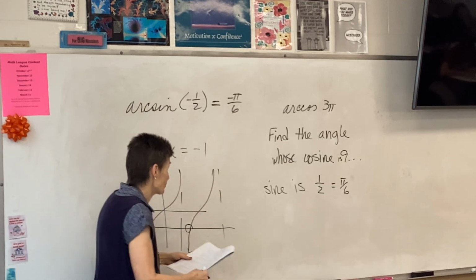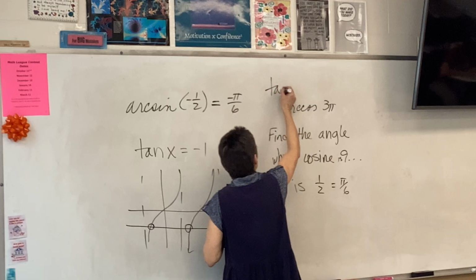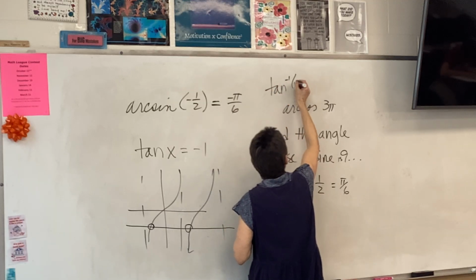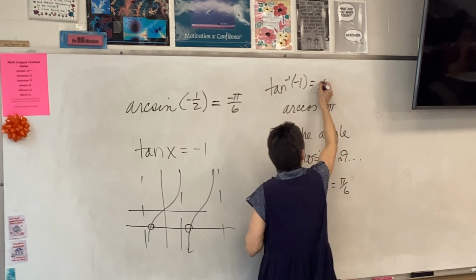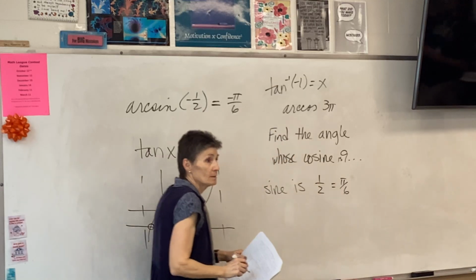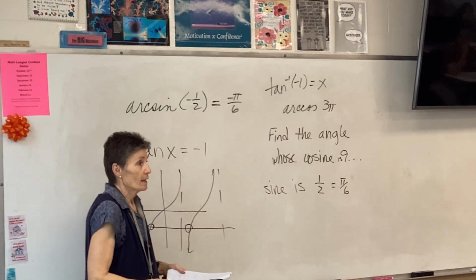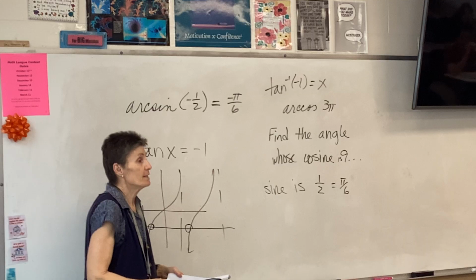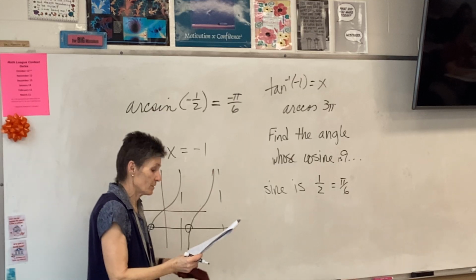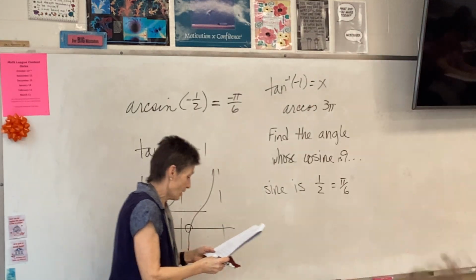How many answers are there to this question: the angle whose tangent is -1? One. And what is it? -pi over 4. Very, very good. -pi over 4.